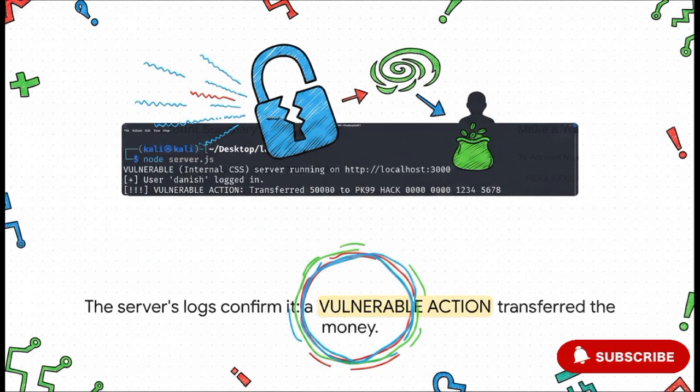So if we go and check the bank server's own logs, we get the damning evidence. It confirms a vulnerable action took place, a transfer of $50,000 to some hacker's account. And from the server's point of view, this was a totally legitimate transaction.